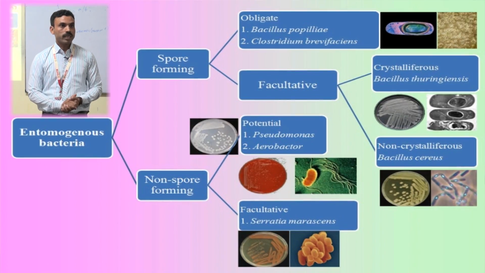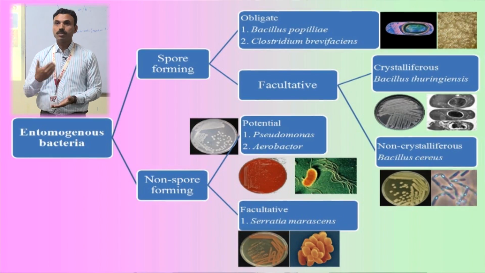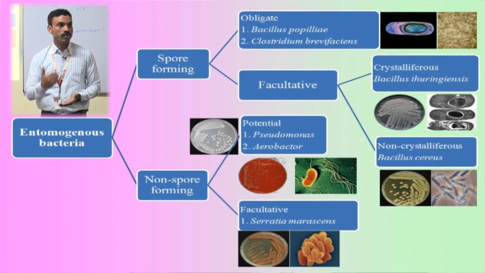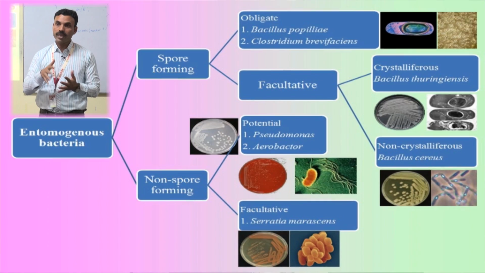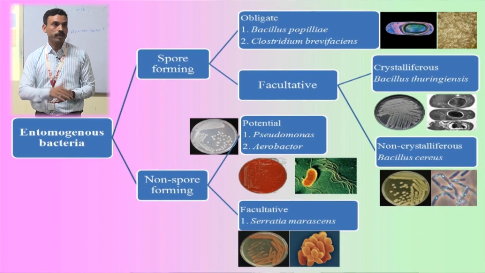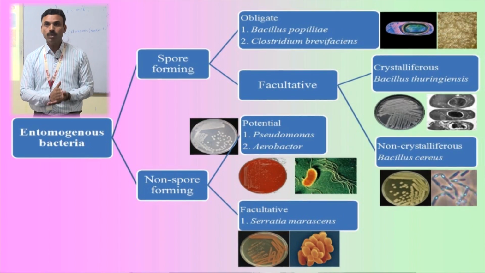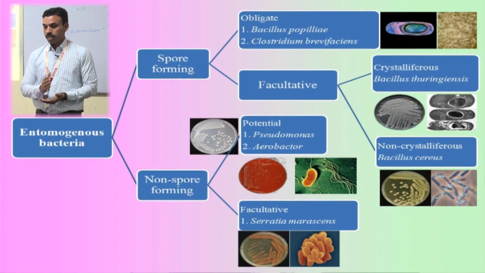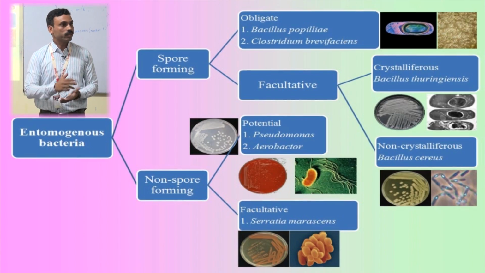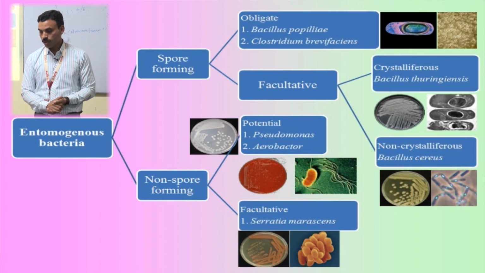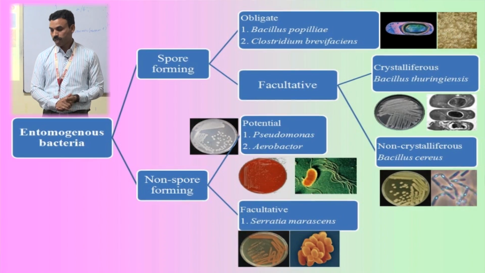Overall, if we categorize the entomopathogenic bacteria, some are spore forming and some are non-spore forming. In the spore forming, we have obligate bacteria and another group that is facultative. Obligate means they are very much dependent on the host for multiplication, whereas in the case of facultative, if the main host is not available, then the alternate host is used for multiplication. In the non-spore forming, we have Pseudomonas and Aerobacter. In the facultative, we have Serratia.